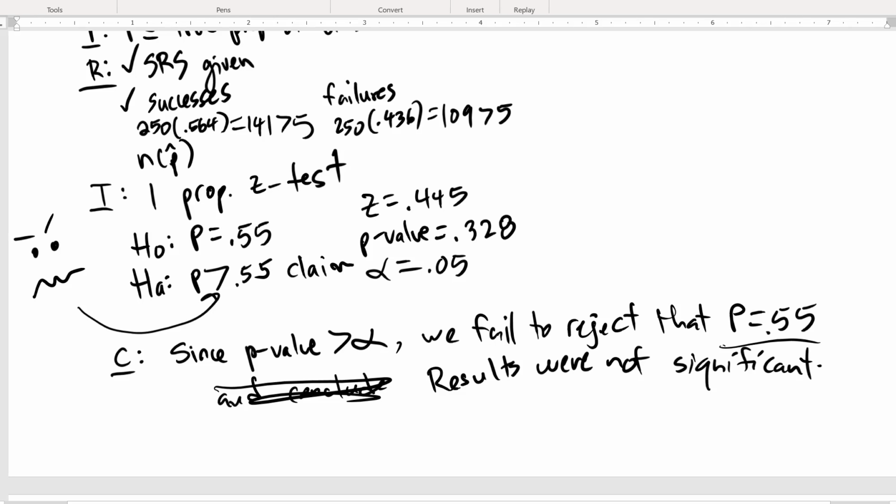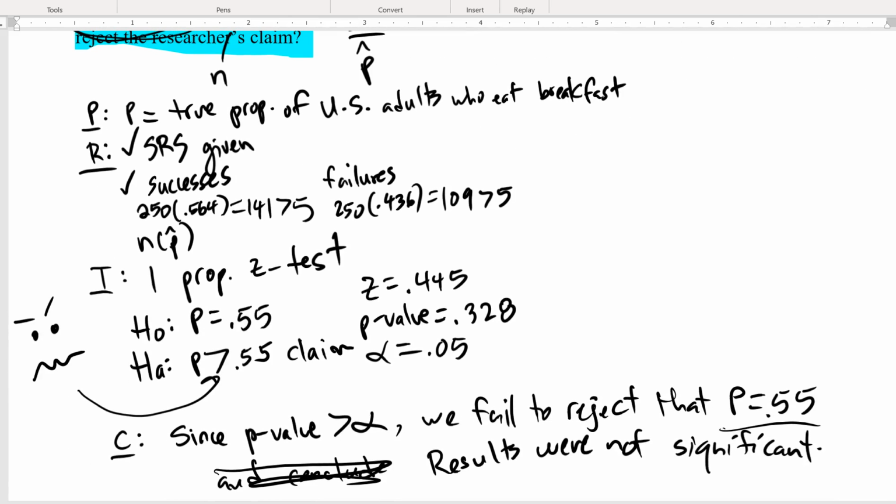I know that seems like there's a lot, but keep in mind, each of these is going to be worth like 5 points. Okay? So I'm going to give you a point for stating the parameter. Do that. You got a point. I'm going to give you a point for checking the requirements. Do that. I'm going to give you a couple points for the test. You're going to choose the right test, right hypotheses, and then I'm going to give you a point here for the z-score, p-value, alpha.